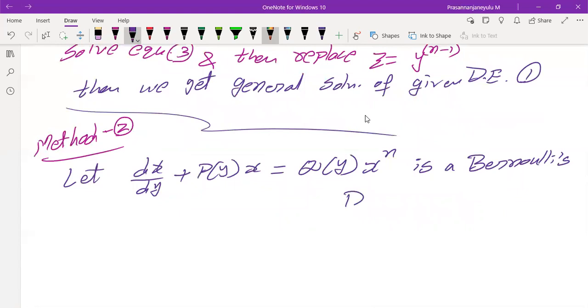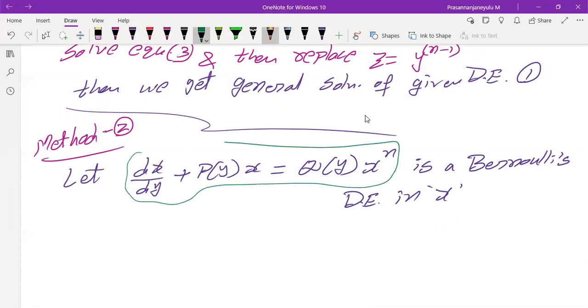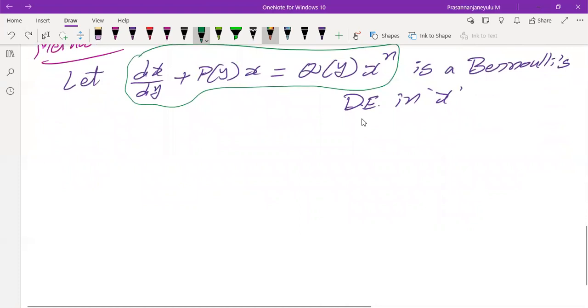What we did in our previous case, Bernoulli's D in terms of the y variable, we multiplied on both sides; here we have to eliminate x power n. So what we have to do is divide with x power n. Then we get 1 by x power n into dx by dy plus p of y into x by x power n is equal to q of y. So divide with x power n.